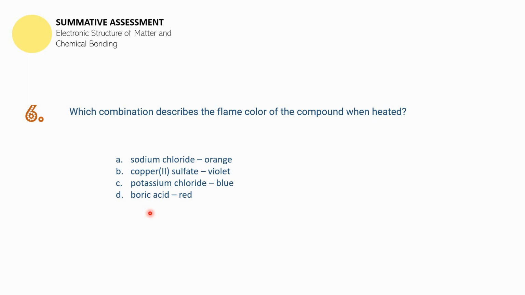A, sodium chloride is orange. B, copper sulfate is violet. C, potassium chloride is blue. D, boric acid is red. Actually, this question is quite advanced. I did not explain this one in the previous modules.